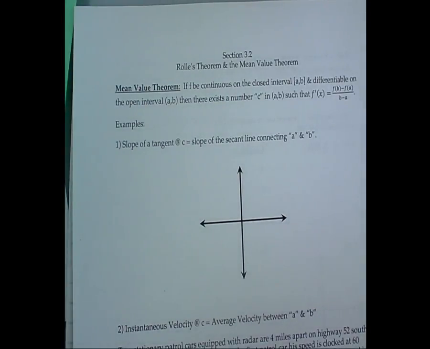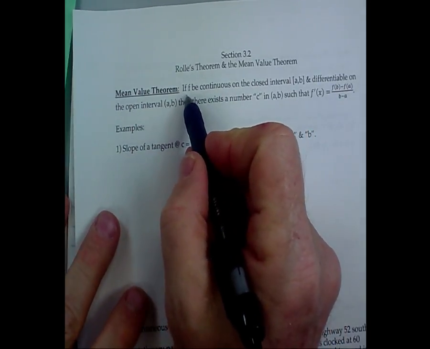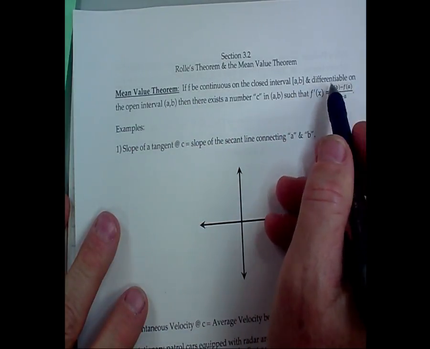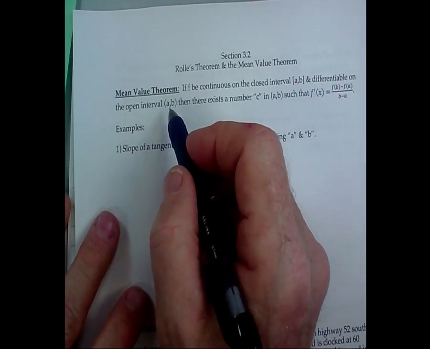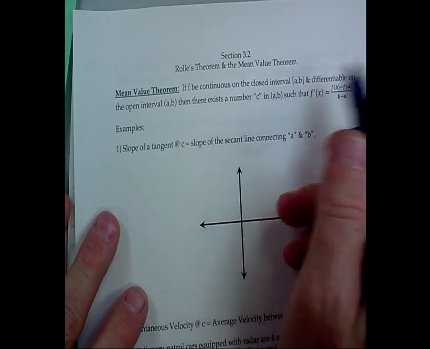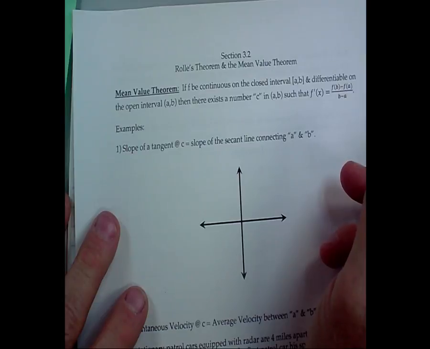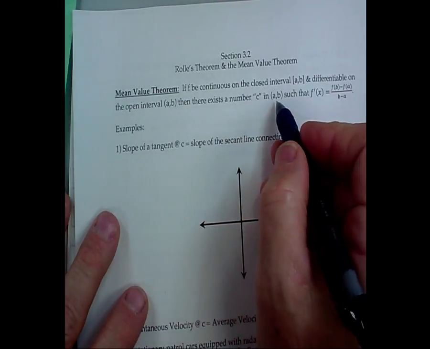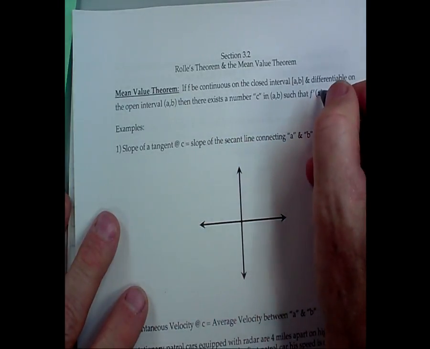Okay? Let's say f is continuous on a closed interval and differentiable on an open interval. Aiden, what do you suppose differentiable means? That I can take the derivative on any point from A to B. I can take the derivative. That's what differentiable is. Then there exists a C in this interval such that this should be f of C.